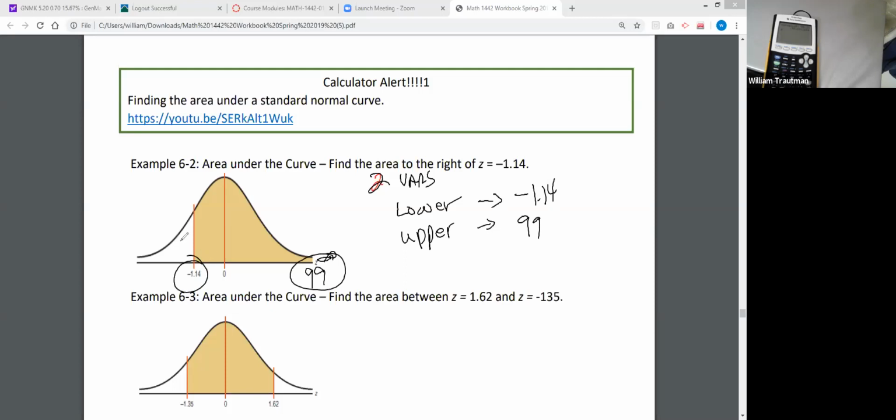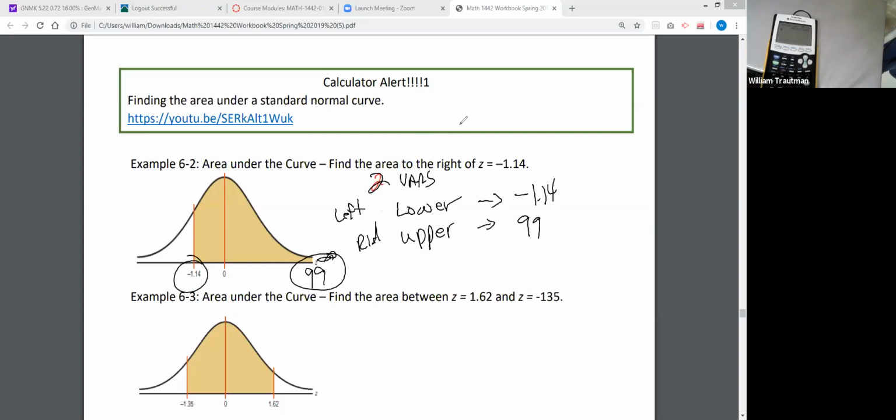Here, the lower, the left side, remember, lower is the left side of the graph that's shaded. The upper is the right side that's shaded. It goes all the way to the right. So let's put this in our calculator and see what percentage is shaded in.